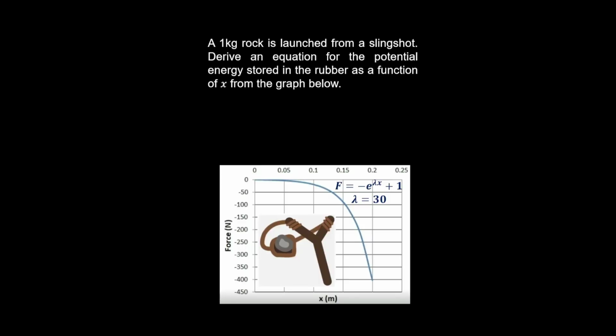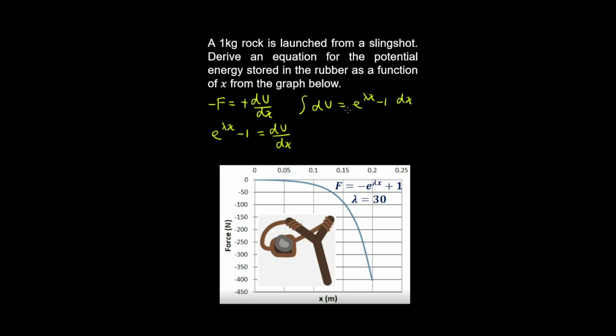A 1 kilo rock is launched from a slingshot, and we're asked to derive an equation for the potential energy stored in the rubber as a function of x from the graph below. So recall that the force is equal to the negative of the change in potential energy with respect to x, so minus F is equal to plus dU/dx. And substituting for minus F, we get e to the lambda x minus 1 is equal to dU/dx, and then separating the variables, we get dU is equal to e to the lambda x minus 1 dx.